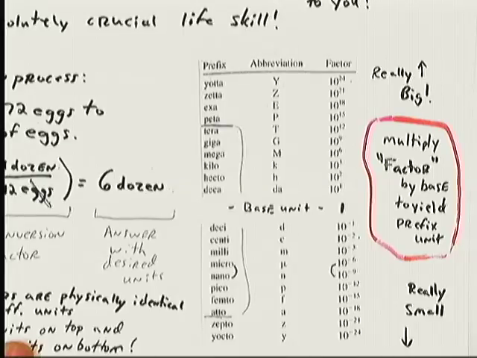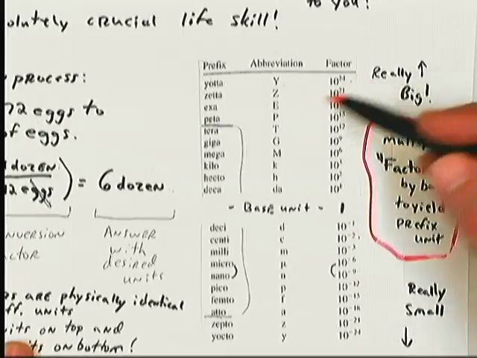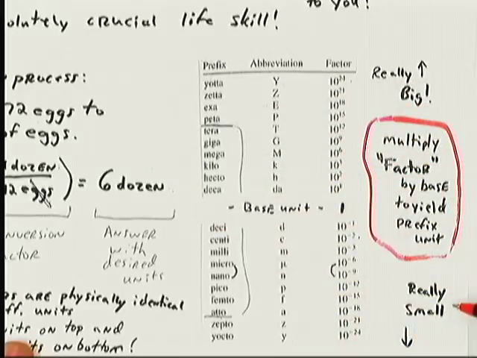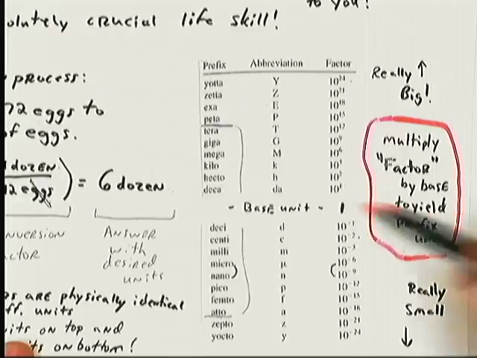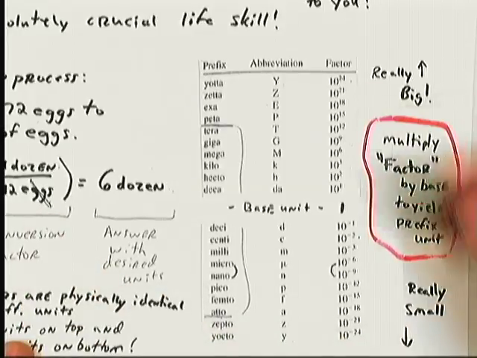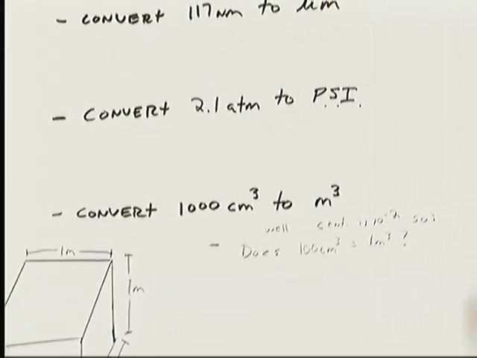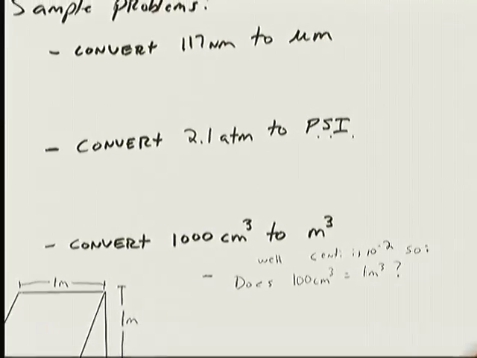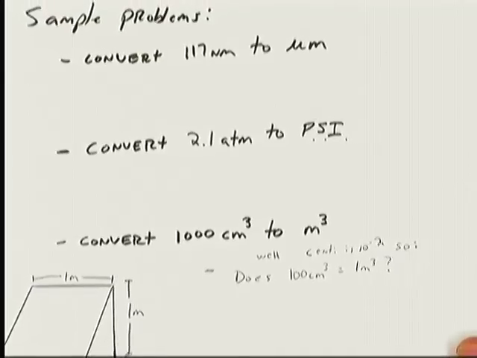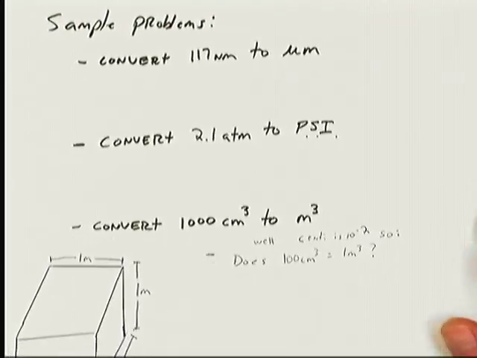Now, of course, the way this works is there's a numerical factor that's associated with each of these abbreviations or prefixes. And you basically multiply this factor by the base unit to yield the prefix unit. Okay, so it's essentially a unit conversion. This conversion factor is essentially this factor over here. Okay. So let's try our hand at this just to review in case you've forgotten, or maybe you need a little bit of practice with this. Let's try some sample problems.